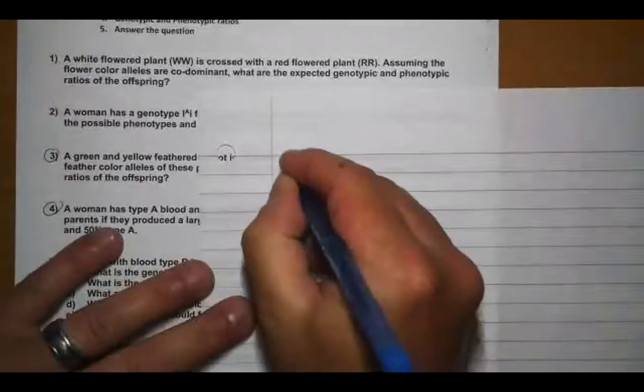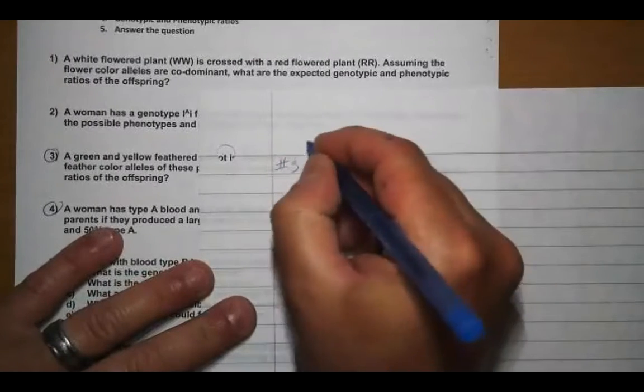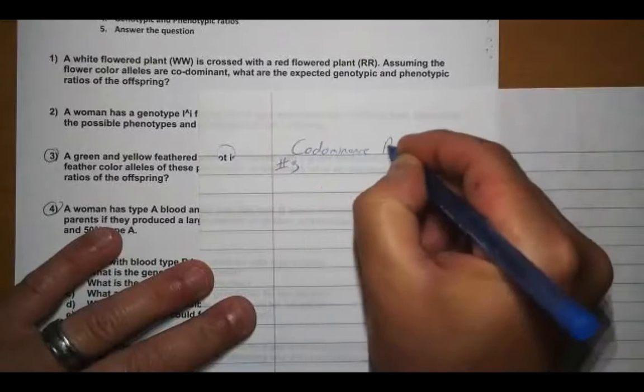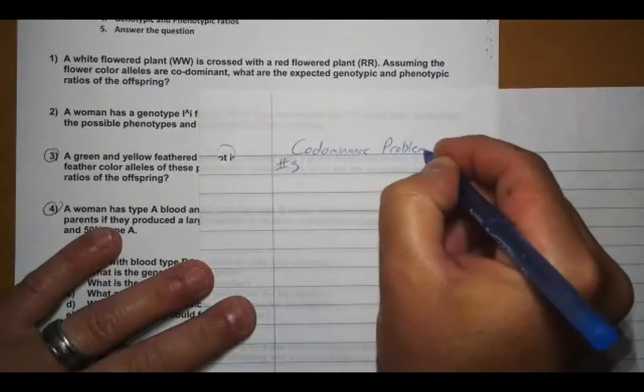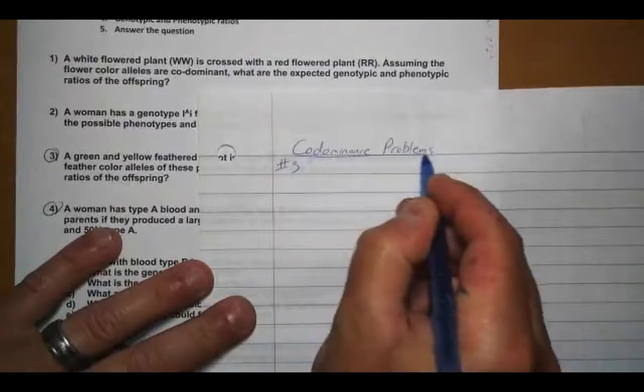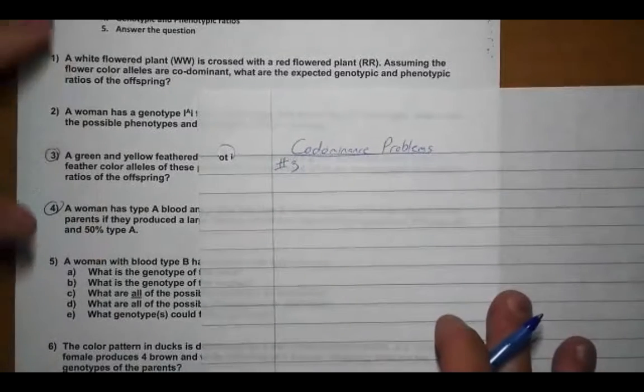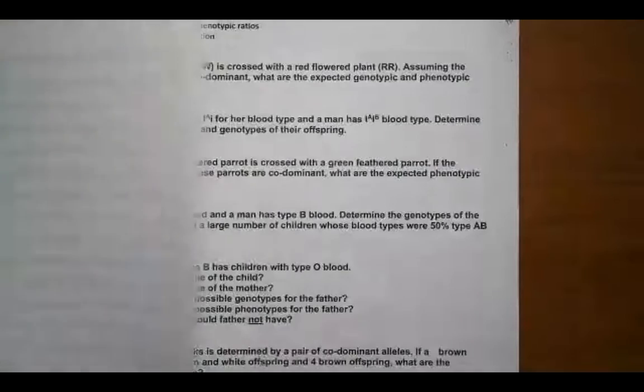So we're going to start with number 3. These are my codominance problems. You might be thinking, why are you starting with number 3? The reason I'm starting with number 3 is because number 1 I did in the video basically, and number 2 I think is pretty much out of the video as well. So I'm going to try and help you with the more difficult problems than the easy problems.